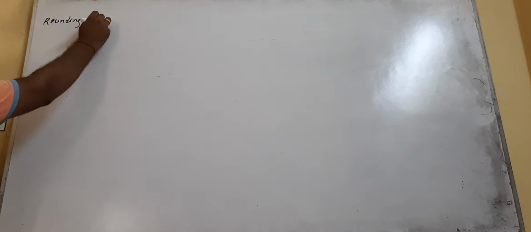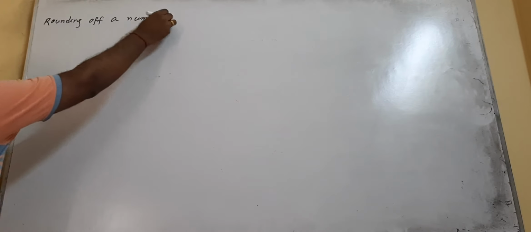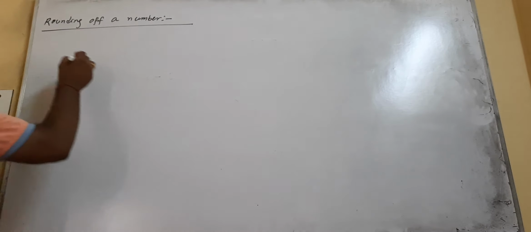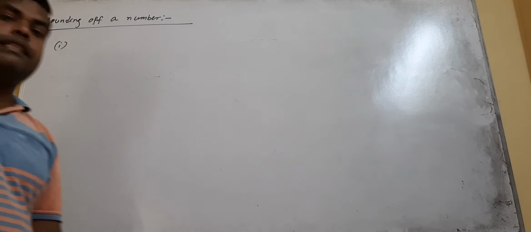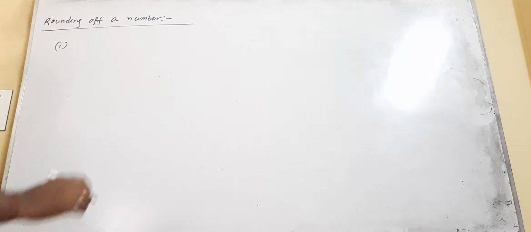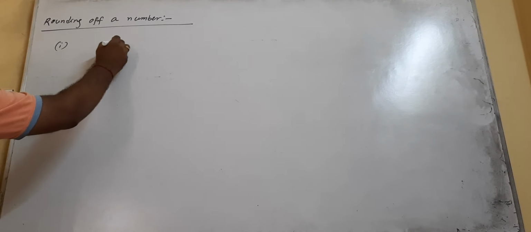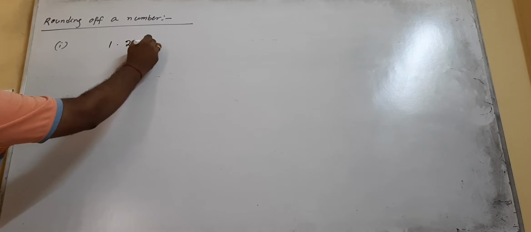Rounding off a number. If the digit to be dropped is more than 5, then the preceding digit will be increased by 1. For example, 1.246.